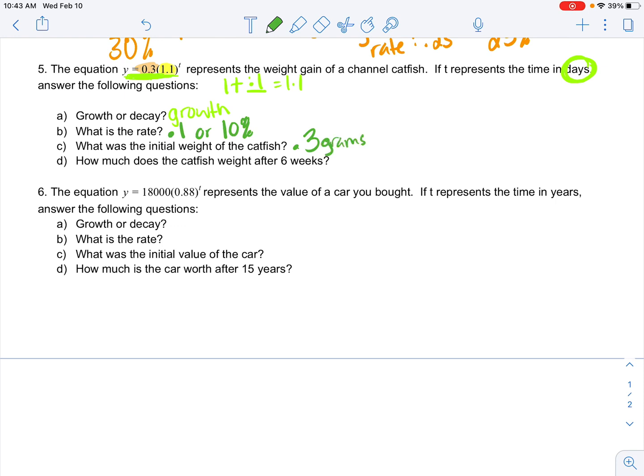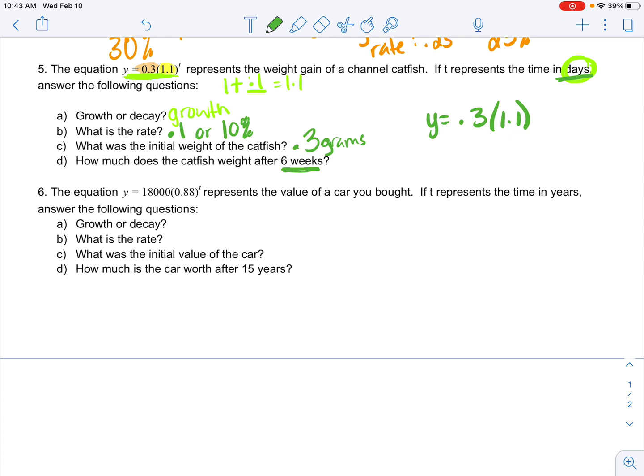Okay, how much does a catfish weigh after 6 weeks? Well, now we're going to actually have to do math, right? So I have my equation. It already filled everything in for me, and it gives me the time. The time is 6 weeks. However, this equation is in days. So what am I going to plug in for T? T equals days. How many days are in 6 weeks?